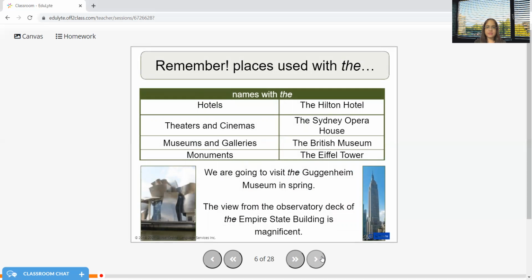So with hotels, I can use the. Hotel is specifying a particular brand name, so I can use the before them. So the Hilton Hotel, the Oberoi Hotel, the Radisson Hotel, it is okay. Or maybe if I have some monuments like the Eiffel Tower, the Taj Mahal, this one is also acceptable.